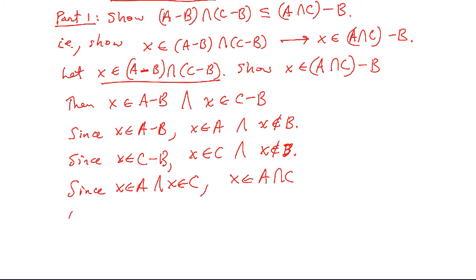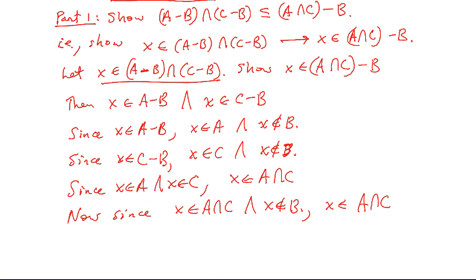Now, since X is in the intersection A intersects C, and X is not in B, we know that X is in A intersects C minus B. And there I do need parentheses. And that's what we were trying to show. And so we are done with part 1, showing that the left-hand side is a subset of the right-hand side.